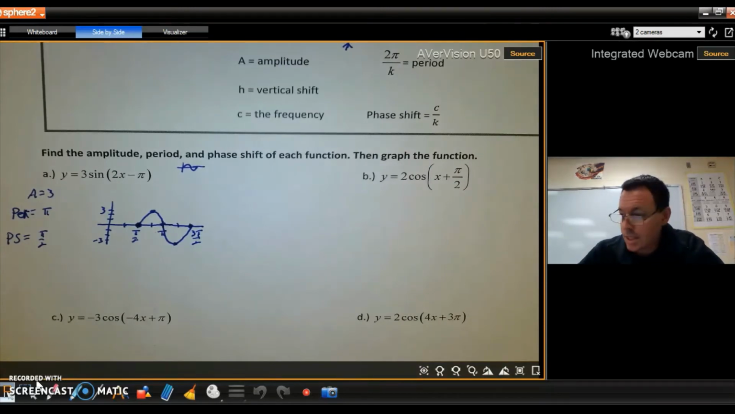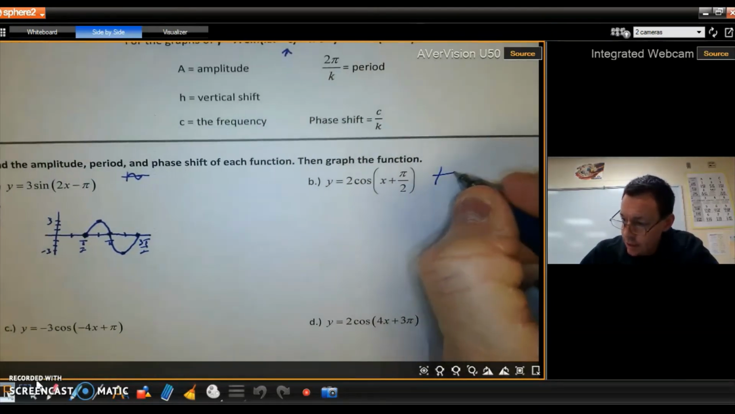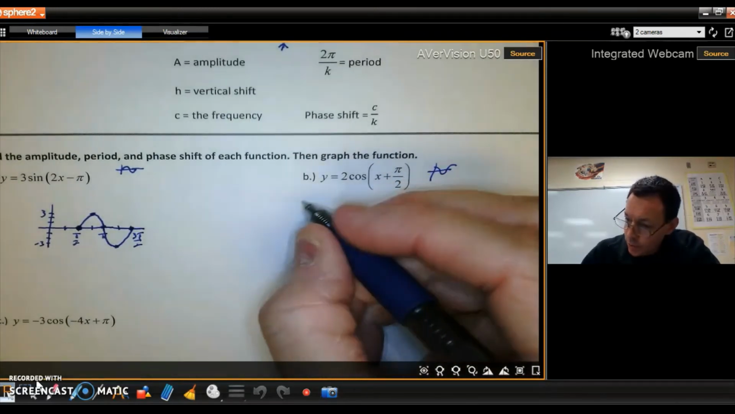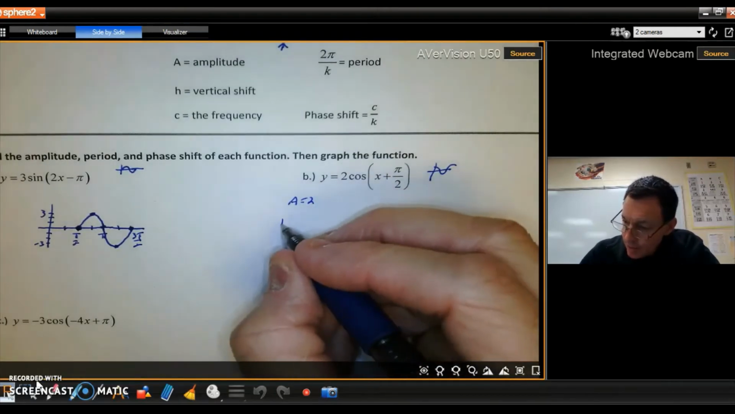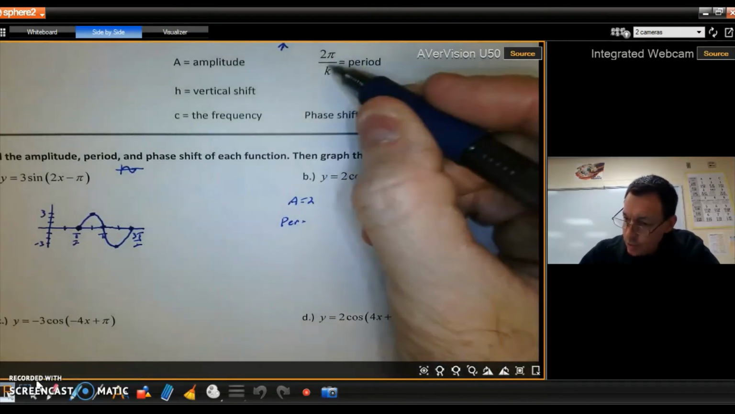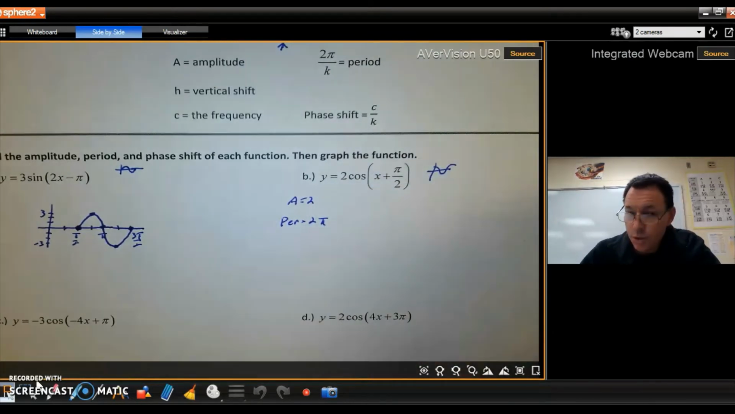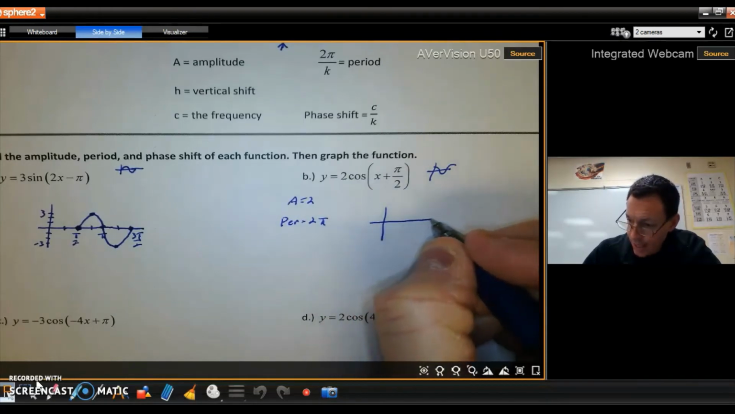Okay? Take a look at the next one. I've got a cosine graph. So again, at the very beginning, I'm thinking this. That's cosine. So what do I know about this cosine graph? I know it has an amplitude of 2. The period is going to be 2 pi over k, but the k is a 1, so it's just going to be 2 pi. So right now you could draw our x and y axis.